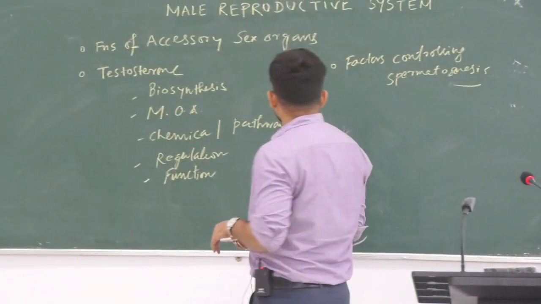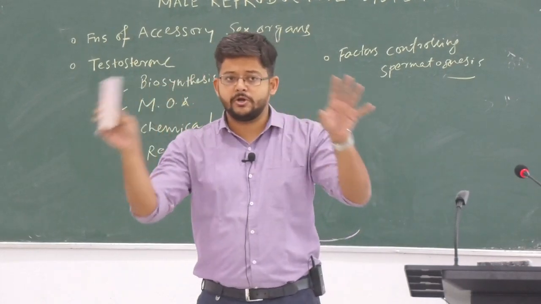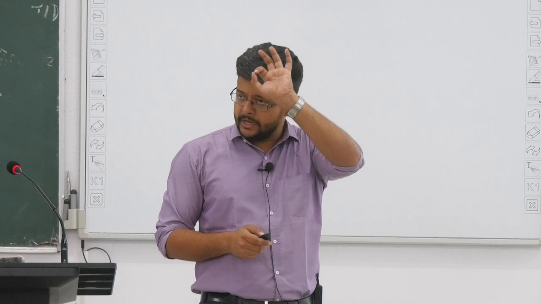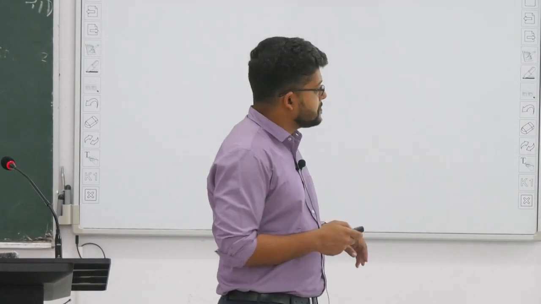Reproductive factors controlling spermatogenesis. These will be our next 40-45 minutes. We shall be covering this area. Spermatogenesis, the formation of spermatozoa, happens inside the seminiferous tubule.